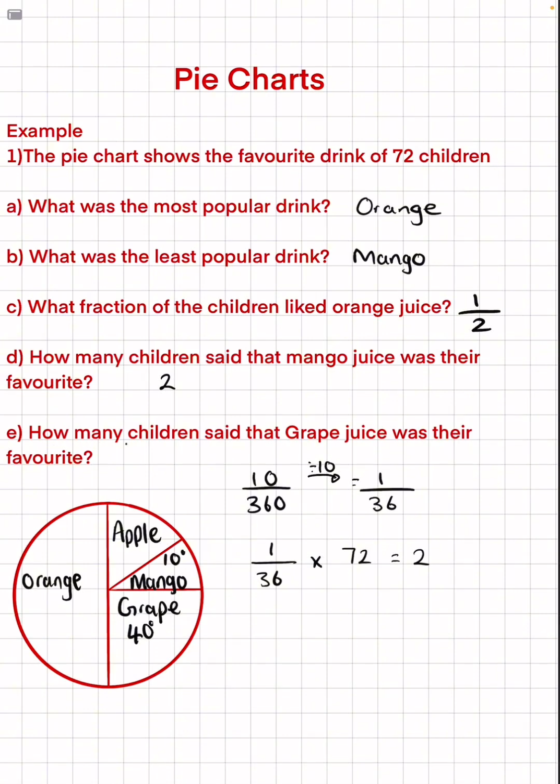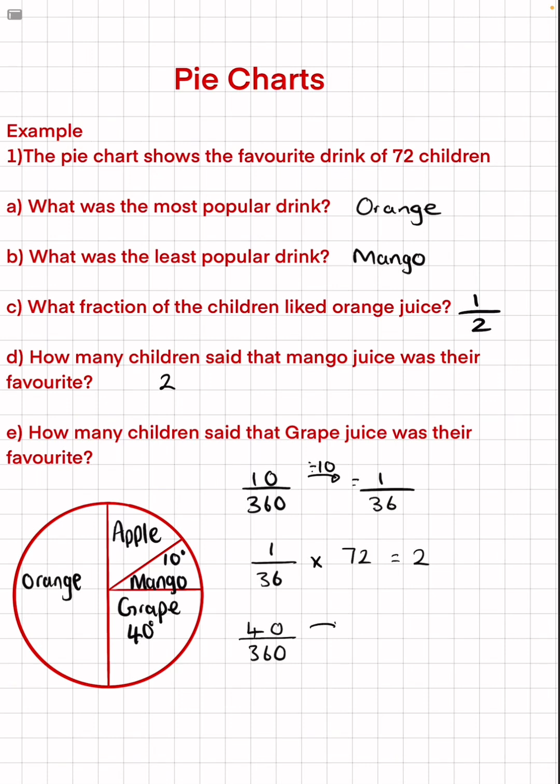Part E says how many children said that grape juice was their favourite. The angle sector for grape juice is 40 degrees. The whole pie chart is 360 degrees, so the fraction is 40 over 360. To simplify this fraction, we need to find the largest number that will divide into both numbers. The largest number that will divide into both numbers is 40.